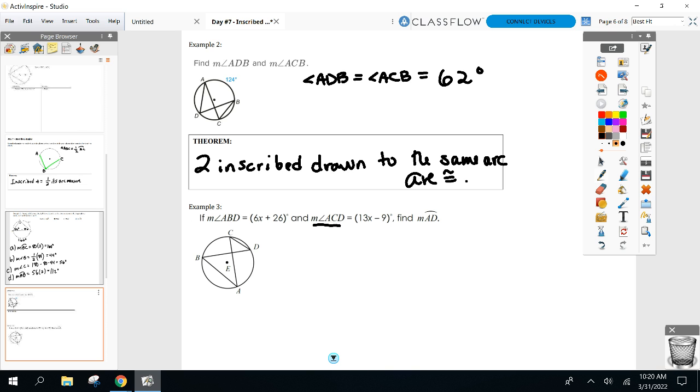Go right ahead. Just make sure though you find arc AD at the end. I don't care what the angles are. I want to find arc AD at the end. Go ahead.